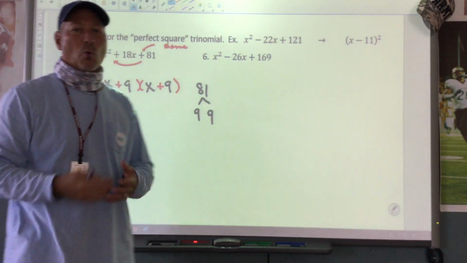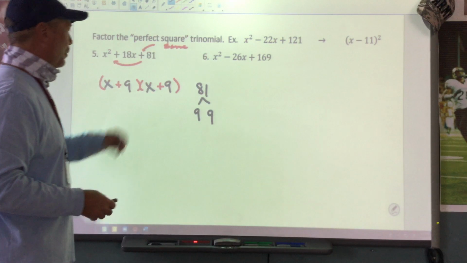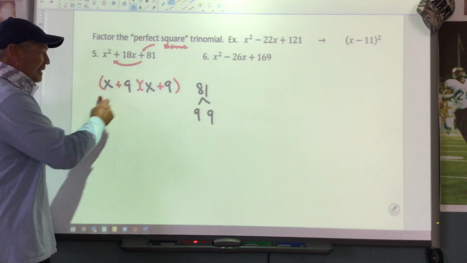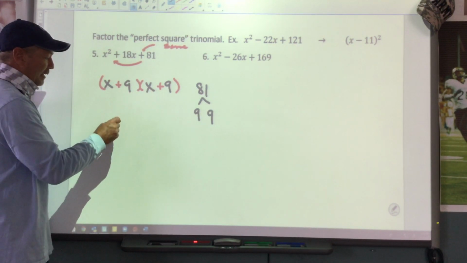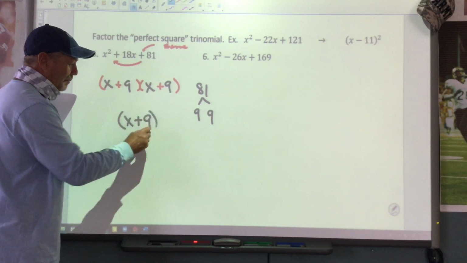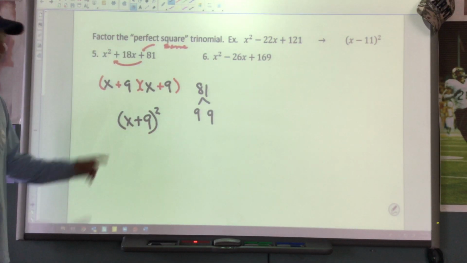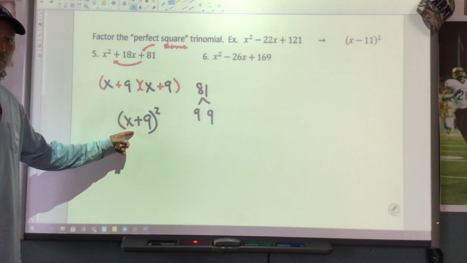Now, why are we calling this a perfect square trinomial? Because the factors are perfectly the same. They're identical. We're going to write this as x plus 9, and because there are 2 of them, we write it as x plus 9 squared. That's what we're asking you to do.